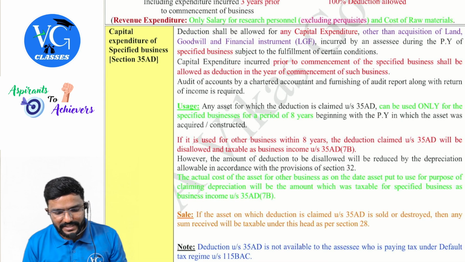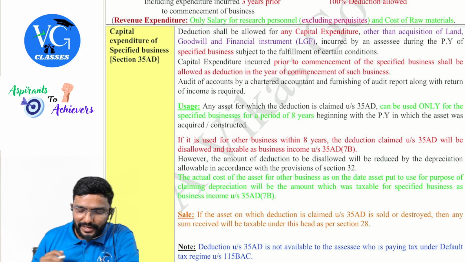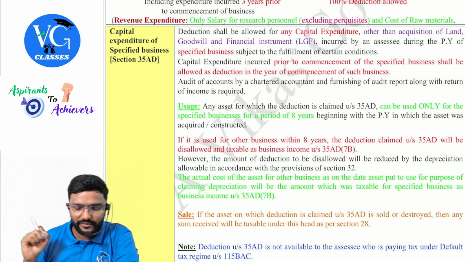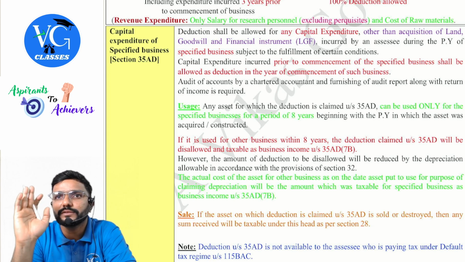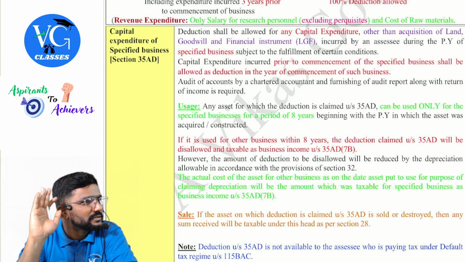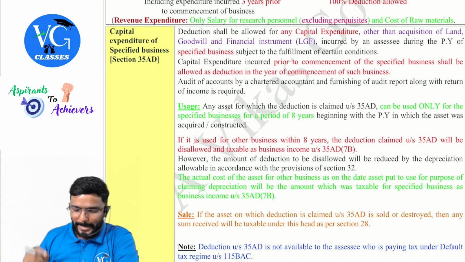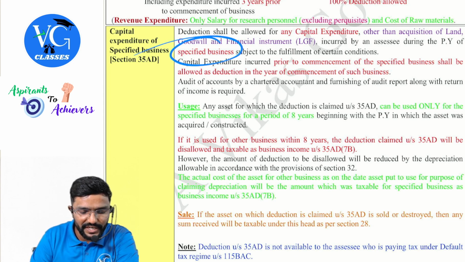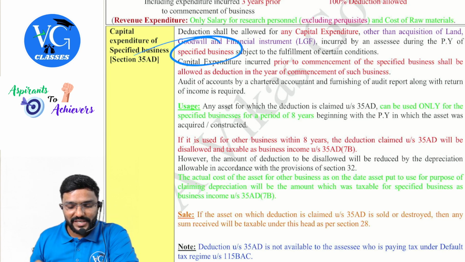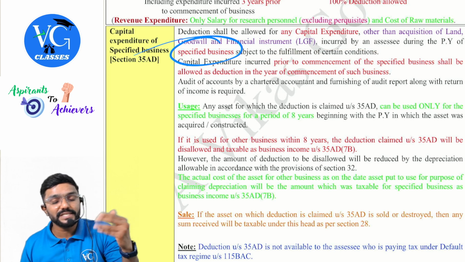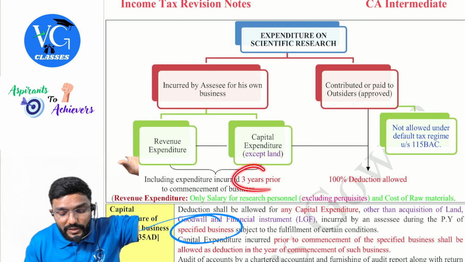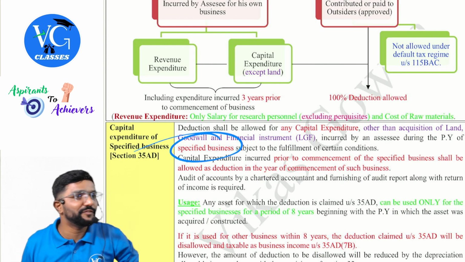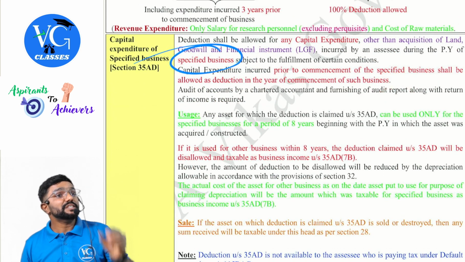Let us see what exactly is given in section 35AD. Deduction shall be allowed for any capital expenditure other than the acquisition of land, goodwill, and financial instruments. In short, I call them LGF. Guys, if I have given any shortcuts or short forms only for learning purposes, don't use them in exams. Unnecessarily, the evaluator will get confused. Incurred by an assessee during the previous year on a specified business, subject to certain conditions. Capital expenditure incurred prior to commencement of specified business shall be allowed as a deduction in the year of commencement. Guys, one important thing. Even under section 35, they allowed it, but only for capital expenditure or revenue expenditure incurred up to 3 years before. But that 3 is not here. Any number of years.